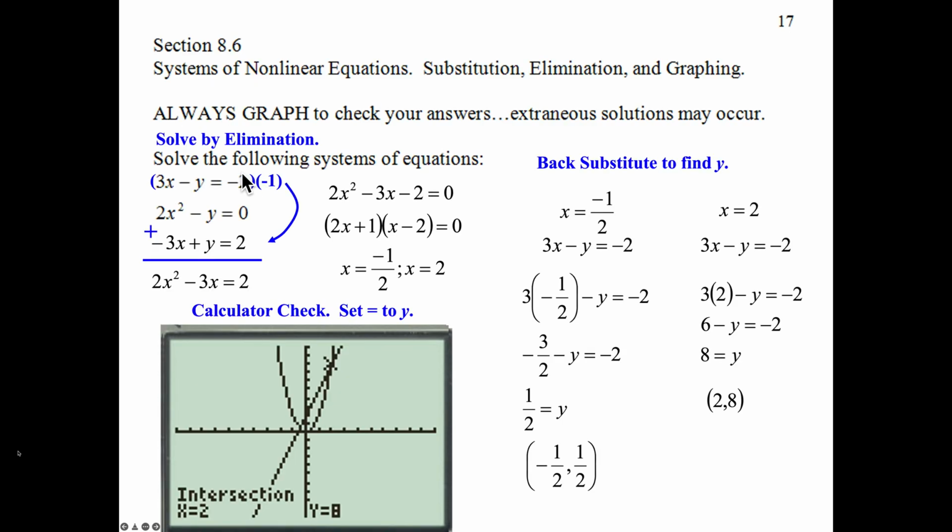All right, looking at our next example, here we have a circle, x squared plus y squared equals r squared. Ooh, that's an ugly radius of the square root of 13. x squared minus y is equal to 7. This is a parabola.